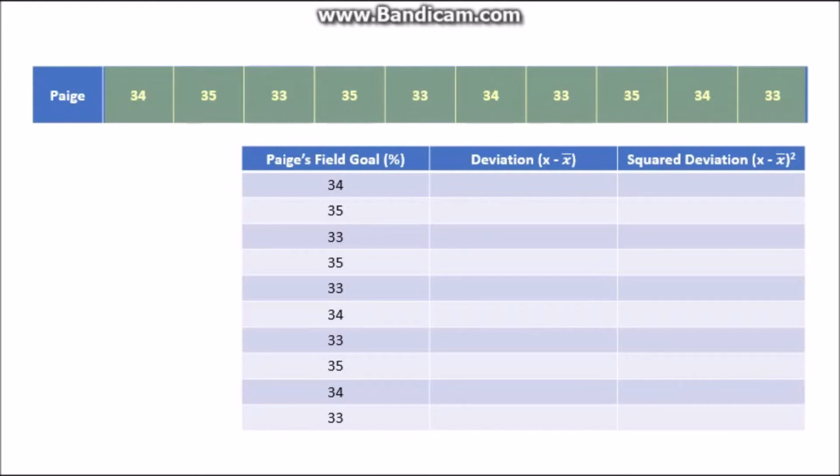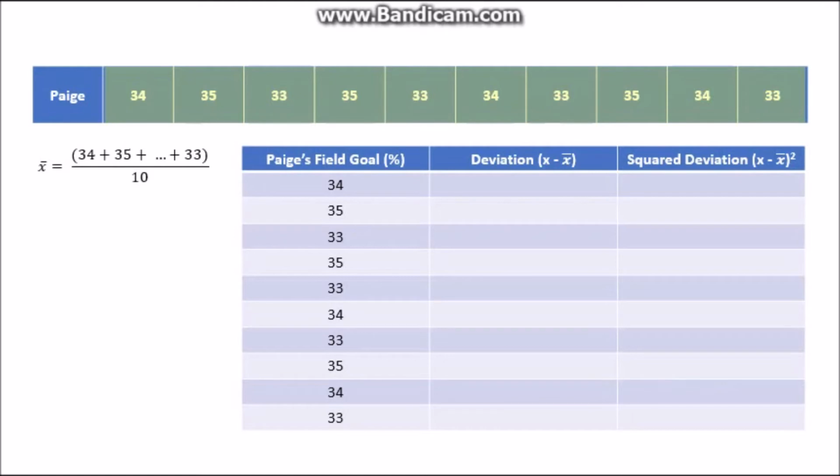And I've got a calculation here. I've taken her field goals and made them vertical. I've got a calculation here for her deviation and for her squared deviation. And you'll notice in the deviation, the formula is x minus x bar. And x bar was our average, it's our mean calculation.